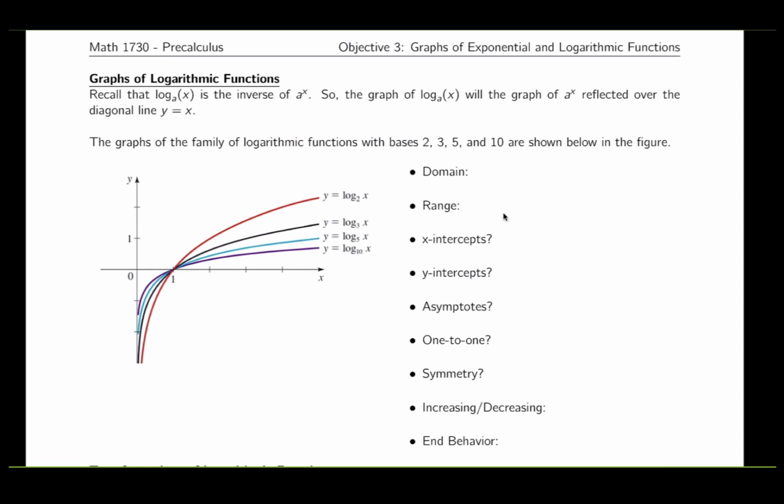Now that we've discussed the graph of exponential functions and transformations of exponential functions, we'll do the same thing about logarithmic functions. Recall that log base a of x is the inverse of a to the x, so the graph of log base a of x will be the reflection of the graph of a to the x over the diagonal line y equals x. That's a line with slope 1.